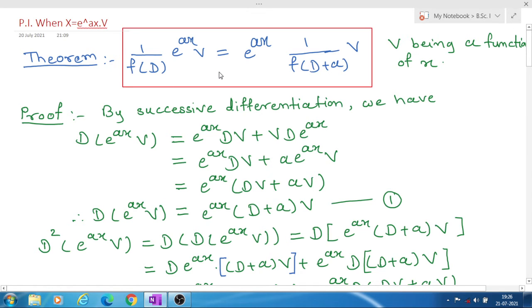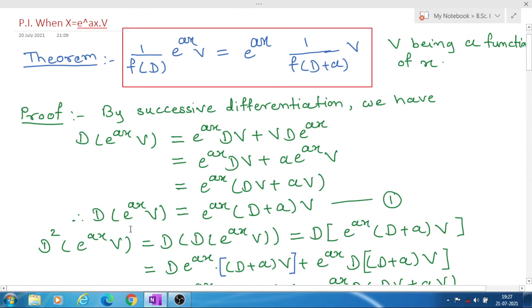So we have to find the formula for PI, that is 1 upon f(D) e raised to ax v is equal to e raised to ax into 1 upon f(D plus a) operates on v. So we see how this formula is derived.